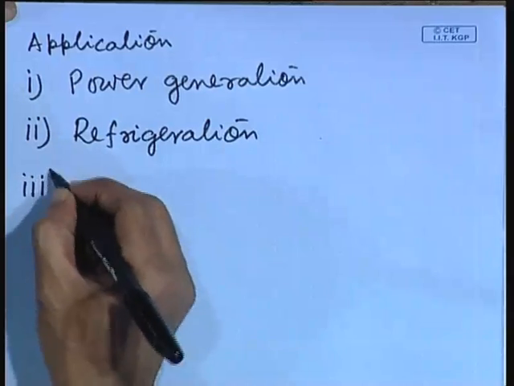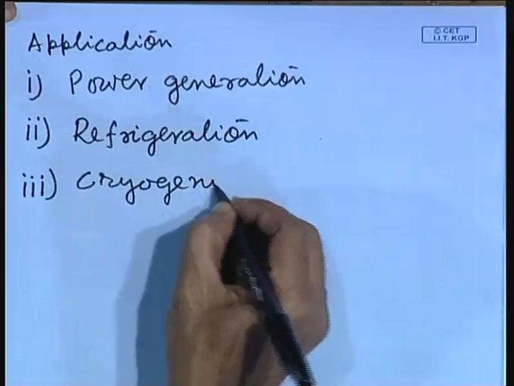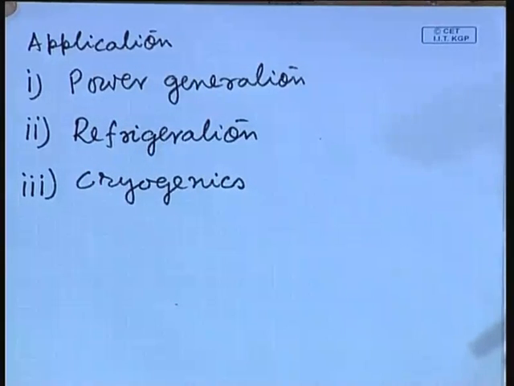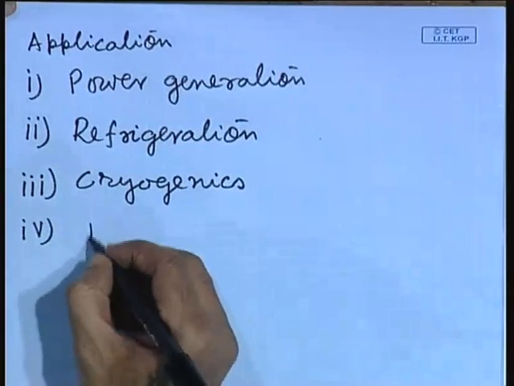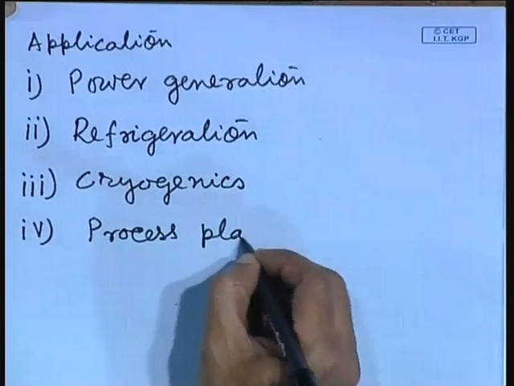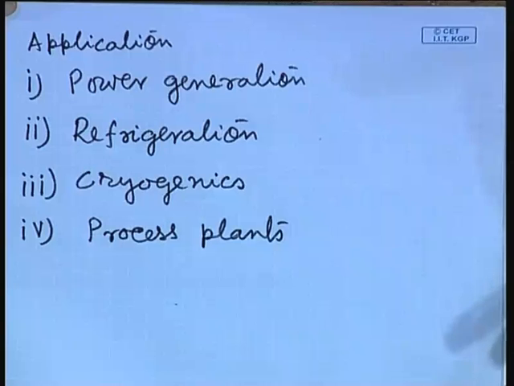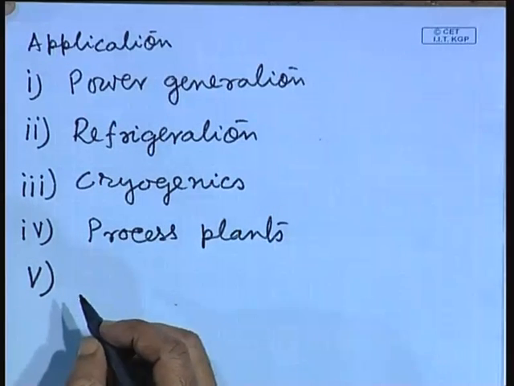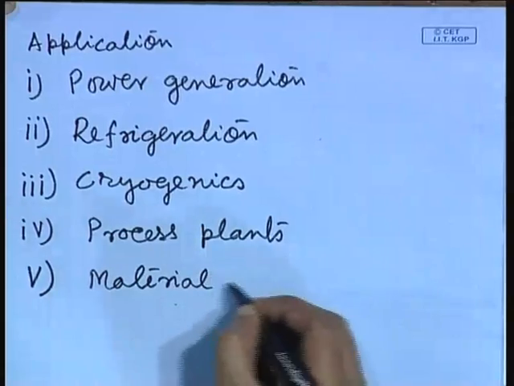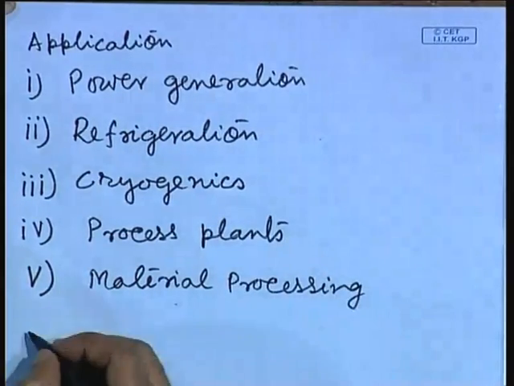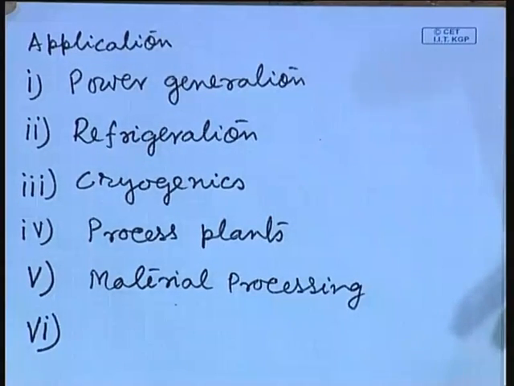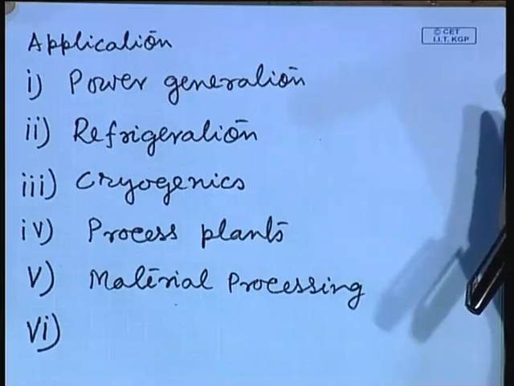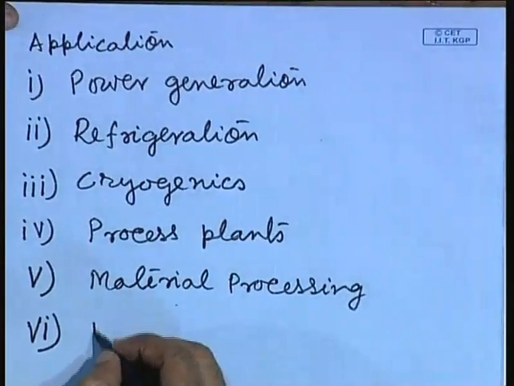Then we have got cryogenics. Here also phase change phenomena play a very important role. Then there are different process plants. By process plant I mean chemical process plants, petroleum processing, refineries, etcetera. So, here also phase change processes are very important. Then there are other applications like material processing, let us say quenching. So, in quenching phase change phenomena is also important. Then a very large number of cooling applications where phase change phenomena is very important. One example which is very common one can give is electronic component cooling.